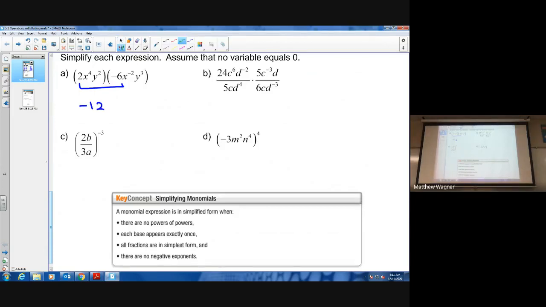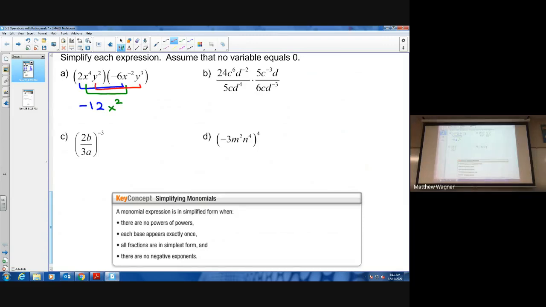So I'm doing one thing at a time. Then I'm gonna pick out the x's, okay? I have x to the 4th times x to the -2nd. When I'm multiplying, I'm going to add exponents, all right? So I wind up with x squared. 4 plus a -2 is 2.